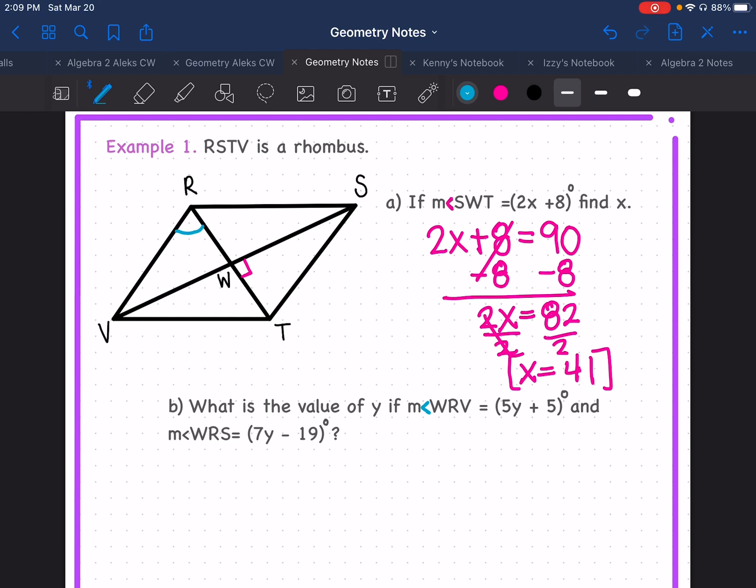And this one is 5y plus 5. And my next angle, W to R to S, it's this angle. And this one is 7y minus 19.